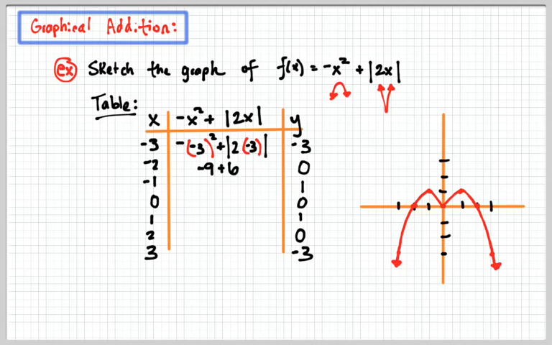Which function does it look more like? The parabola or the absolute value? All right, it looks more like the negative x squared. Now I'm going to pause this.